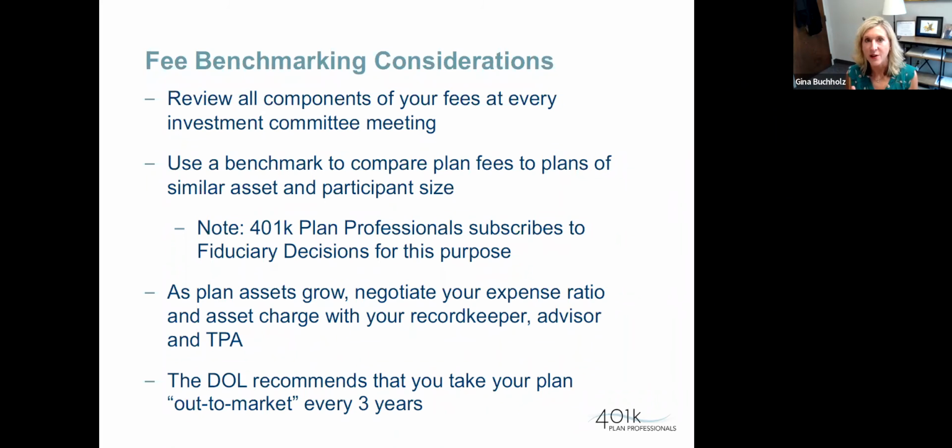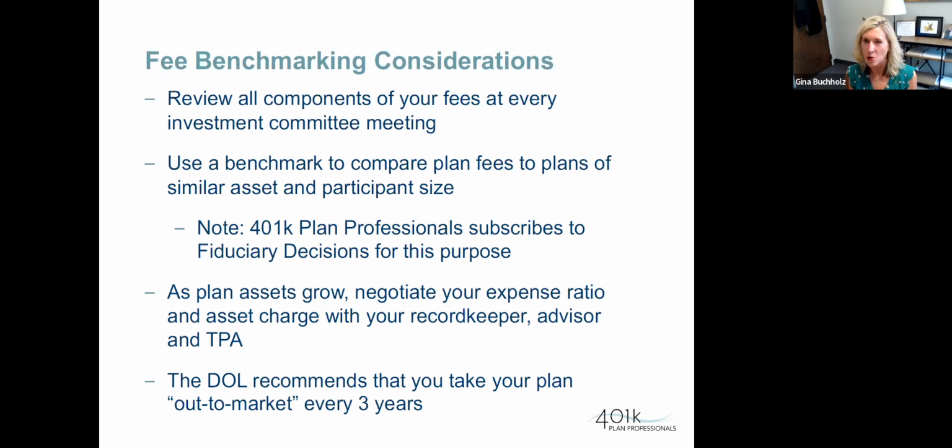The other thing that's very helpful when we talk about this in committee meetings, it also reminds all of us as fiduciaries, if your fees are getting deducted as an expense ratio or an asset charge, understand that as your plan assets grow, people get more money. So if you have an asset charge and your plan started at $2 million and now it's $8 million, we need to negotiate with the record keeper, and we also lower our fees as the plan assets grow. So that's something that we talk about.